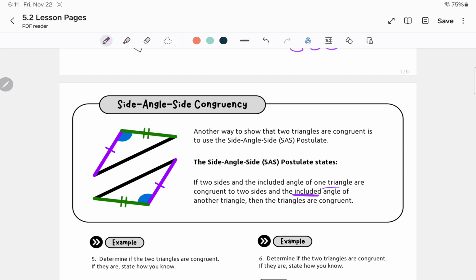So let's write a little note. The included angle means the angle in between the 2 sides.